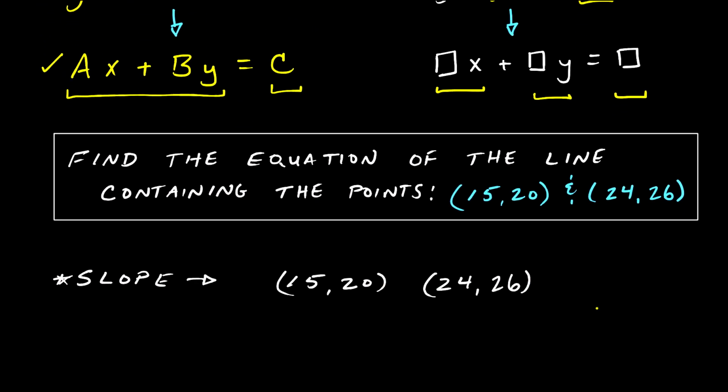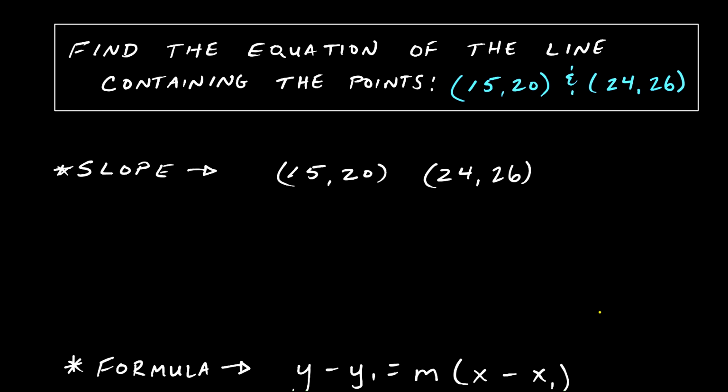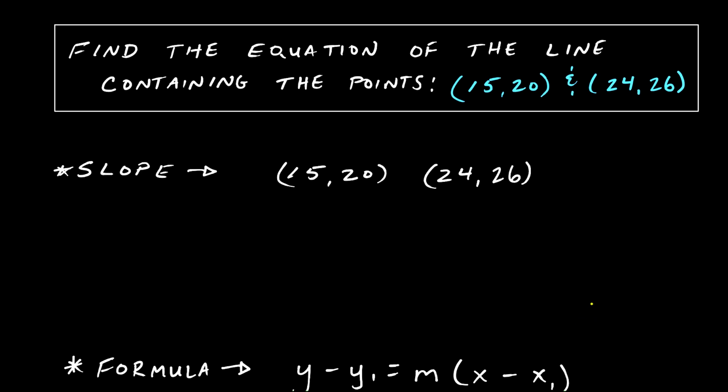Let's take a look at an example and we're going to walk through it. So let's say we have 2 points, (15, 20) and (24, 26), and we want to find the equation of the line going through them. The first thing we'll always need is our slope. Now, most people look at the idea of slope using the slope formula, which is typically written y1 minus y2 over x1 minus x2, or some people know it as rise over run, the change in y over the change in x. Whatever you do works.